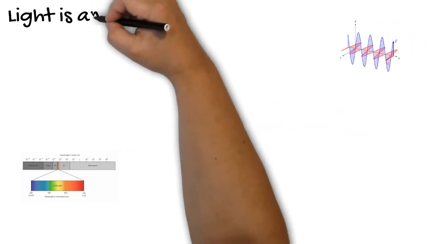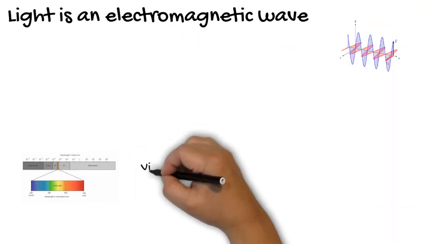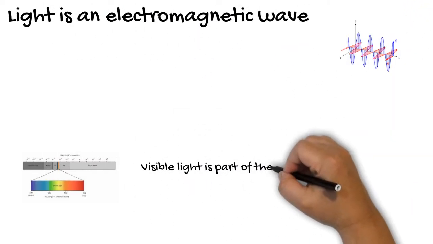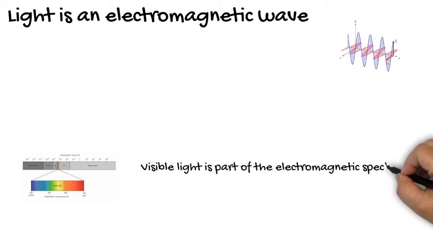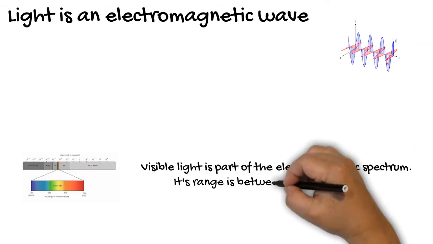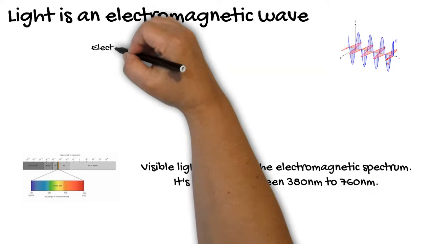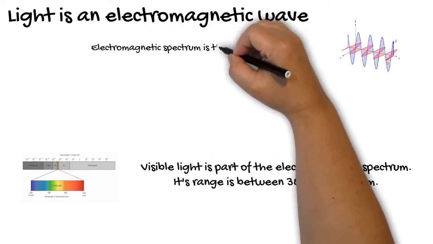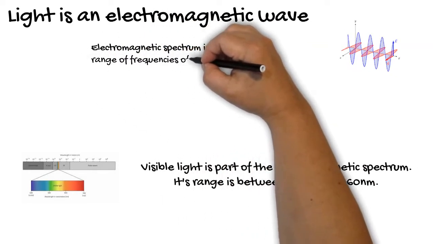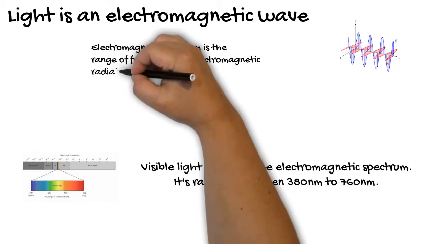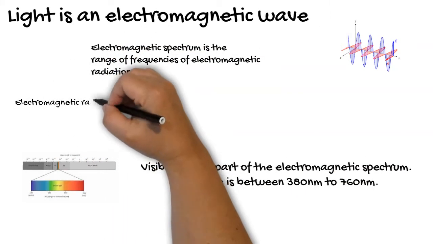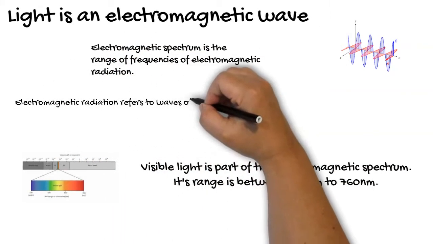You probably remember from science class that light is an electromagnetic wave. The light we can see, which is visible light, is part of what is known as the electromagnetic spectrum, which is the range of frequencies of electromagnetic radiation. However, the light we can see is just a small part of this spectrum, around 400 to 790 terahertz or 380 nanometers to 760 nanometers. Anything above or below that cannot be viewed by us.